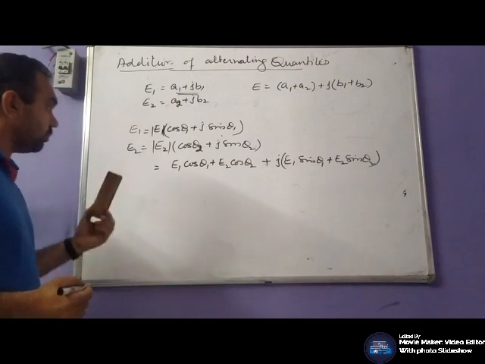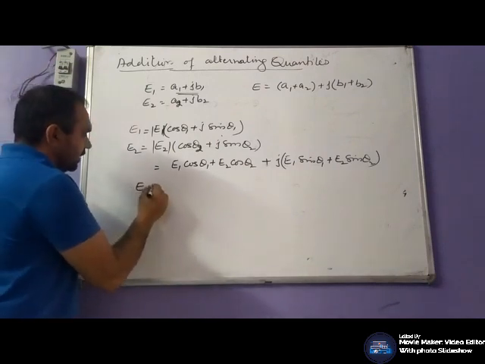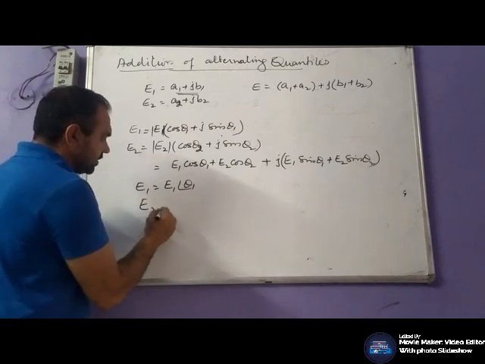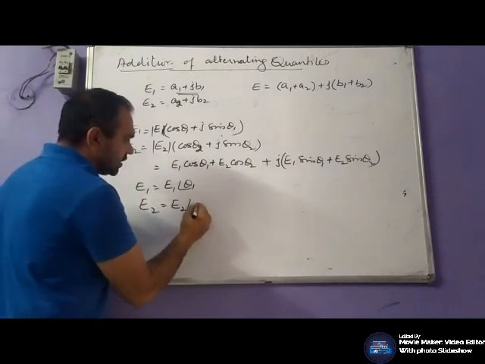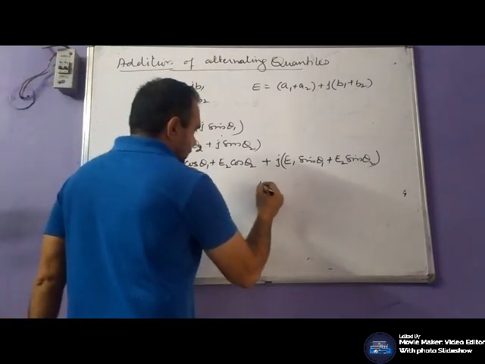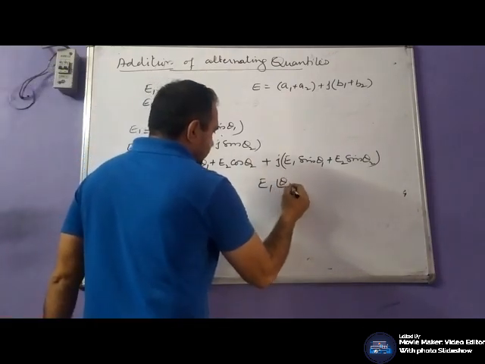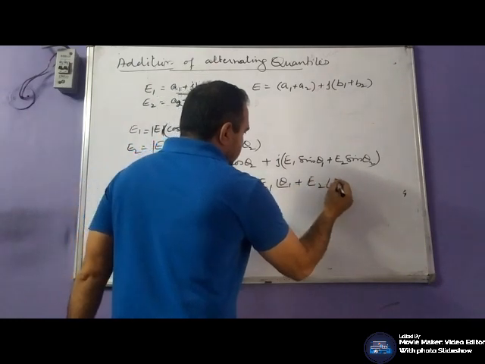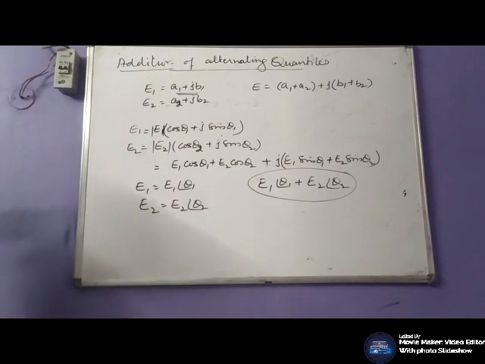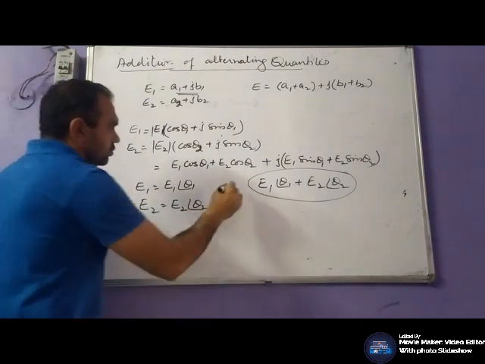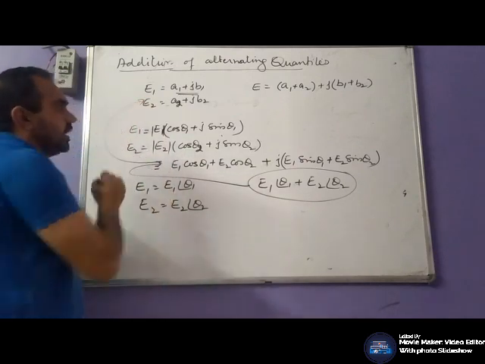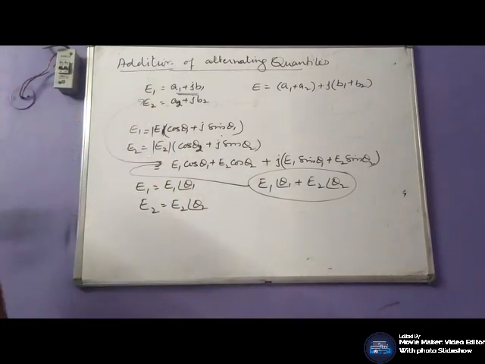But if we go to polar form, E1 is represented by E1 angle theta 1, E2 is represented by E2 angle theta 2. How will you add E1 angle theta 1 plus E2 angle theta 2? You have to convert them into this or this form, then you can add.